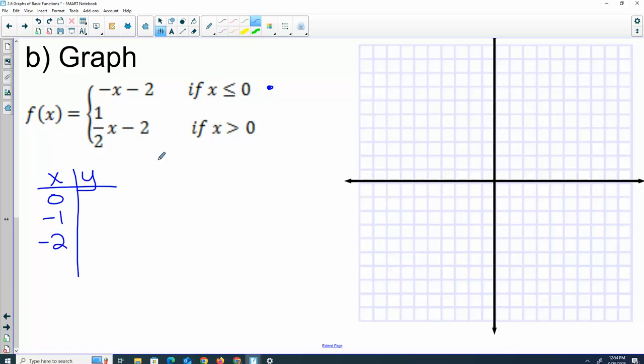Okay, so the opposite of 0 is 0, minus 2 is -2. The opposite of -1 would be 1 minus 2 is -1. The opposite of -2 is 2 minus 2 is 0. So 0, -2 is closed. 1, -1, -2, 0. So I'm starting here. Only for x's less than, so it's only extending to the left.